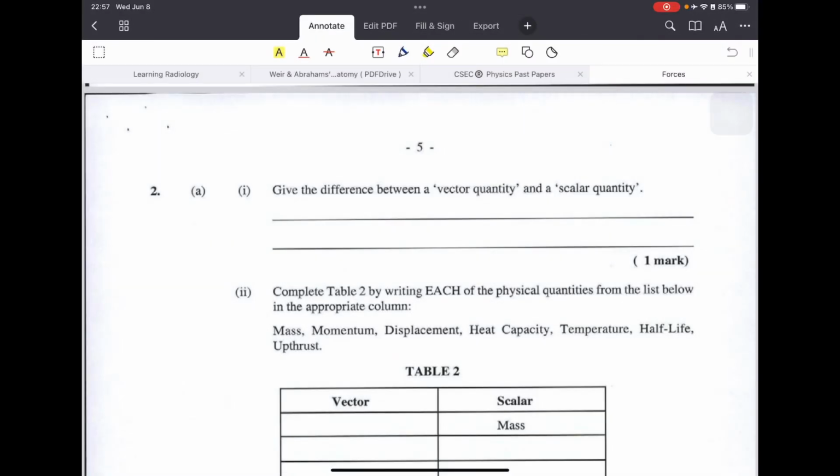In this video, we are going to be looking at vectors, forces, moments, Hooke's law, and more stuff about forces, okay? So a very easy one to start with, the difference between a vector and a scalar. Essentially, a vector has both magnitude and direction, while a scalar has magnitude only. That is the difference between a vector and a scalar.